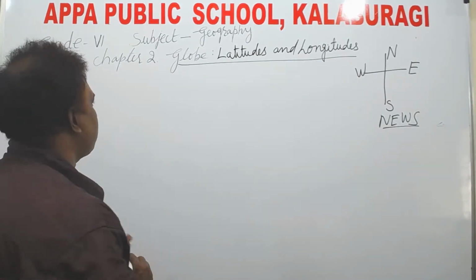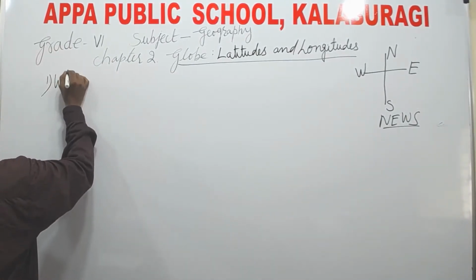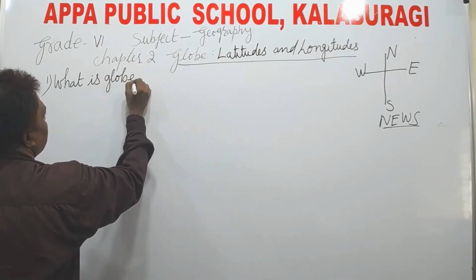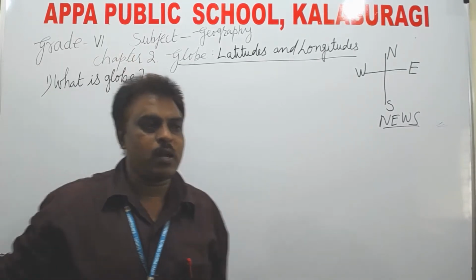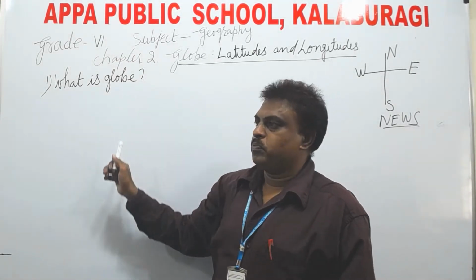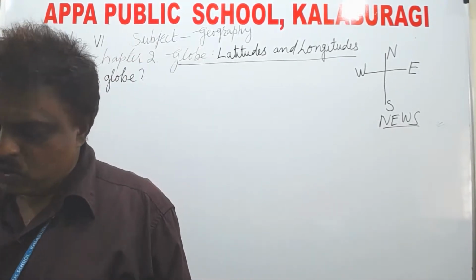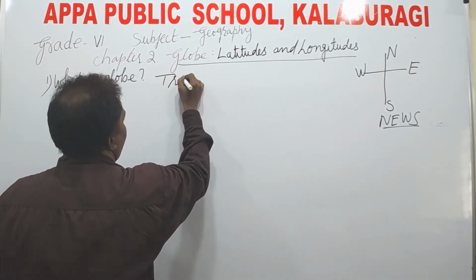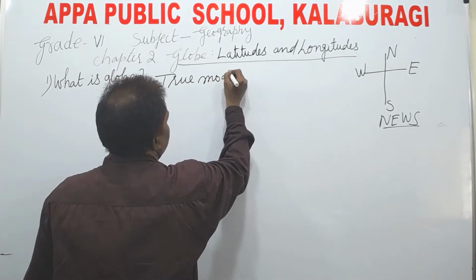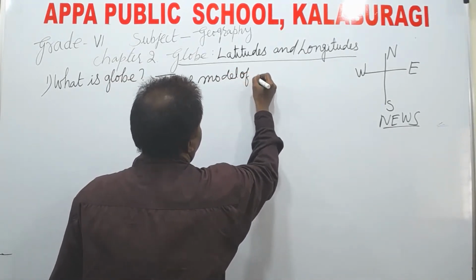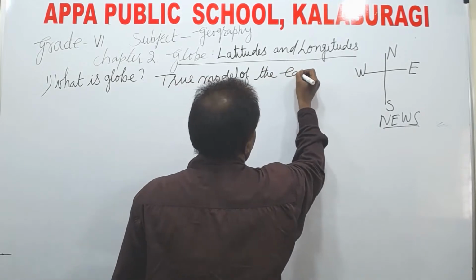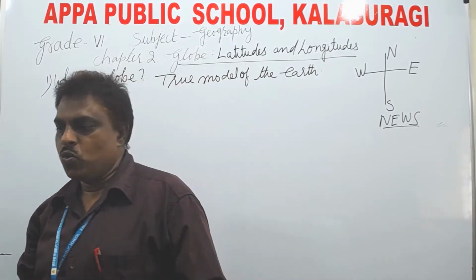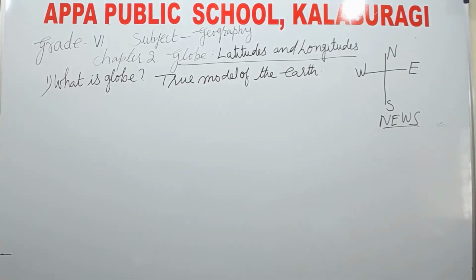The first question is, what is a globe? What is the question number one? What is a globe? Here we learn that a globe is a true model of the earth. How is it a true model of the earth?